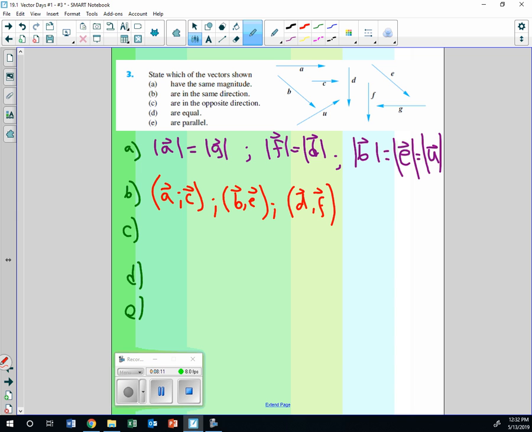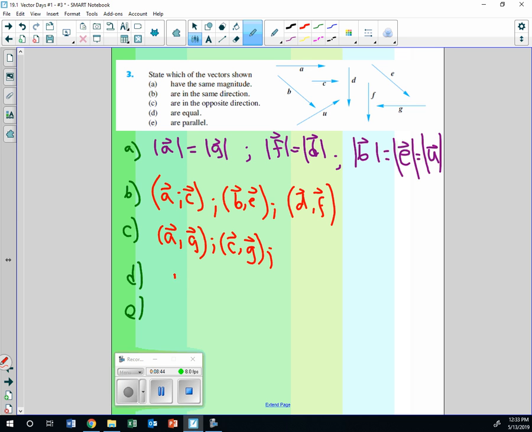Yeah. How about in the opposite direction? So A is in the opposite direction as G. C is in the opposite direction of what? G. And any others? I think that's it. Now equal vectors. So I don't think A is equal to anything.